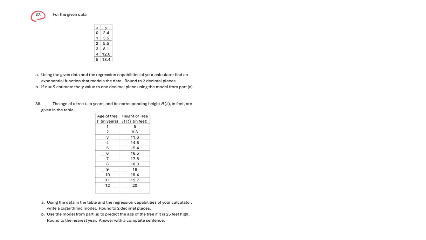Okay, number 37. For the given data, use the regression capabilities of a calculator to find an exponential function that models the data, rounding to 2 decimal places. So what you're going to do is press stat on your calculator, then edit, and then you're going to close out of that, and then stat, and then calculate, and then you're going to go to, I believe it's called ExpReg. So this is just saying an exponential regression.